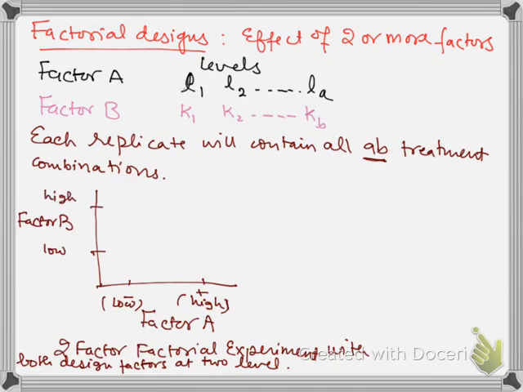The main effect of factor A in this two-level design can be thought of as the difference between the average response at the low level of A and the average response at the high level of A. So let's think of it like this: let's say this is 20, 40, 52, 30.